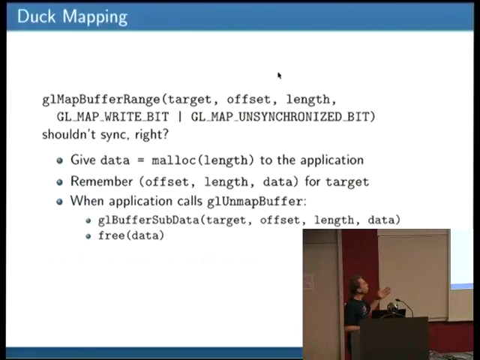Then you remember what you have given to the application, and when the application calls unmap or the flush function, you translate that to GL buffer subdata, and you free the buffer. Only if what you're going to subdata is small enough, because if it is a multi-megabyte buffer update, you probably want to synchronize anyway, rather than copying megabytes of data in main memory.